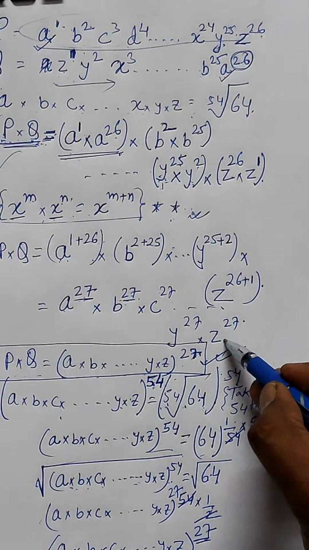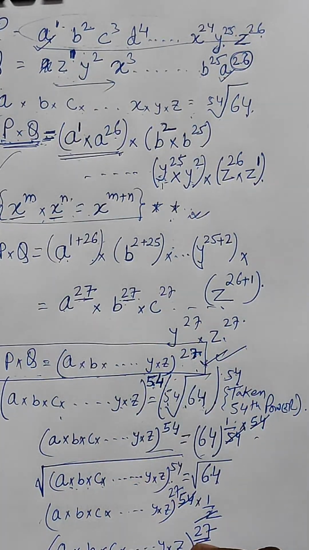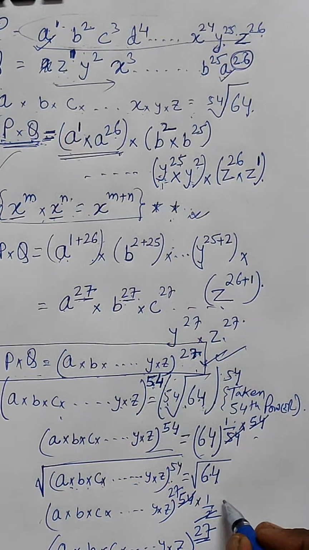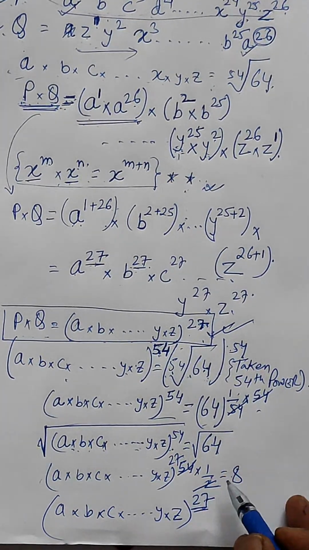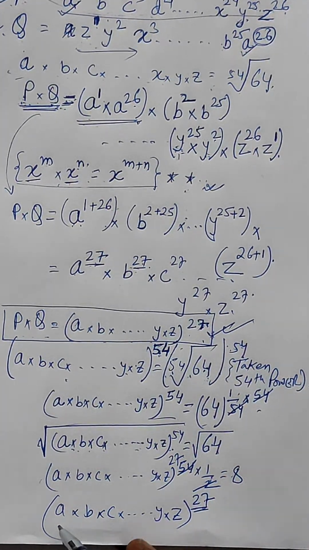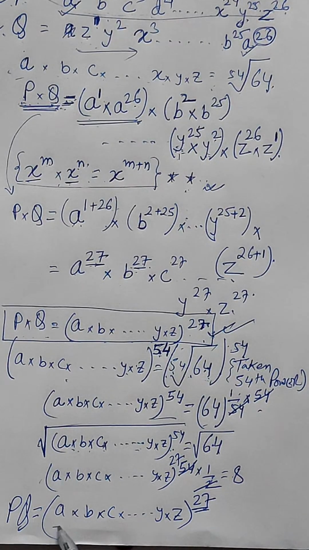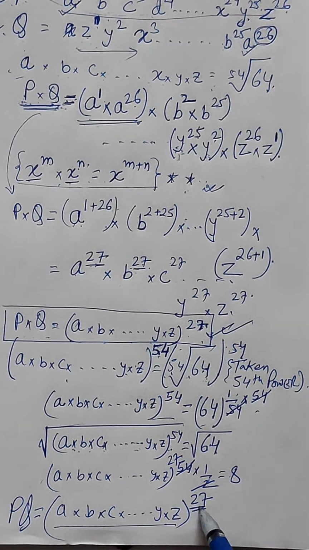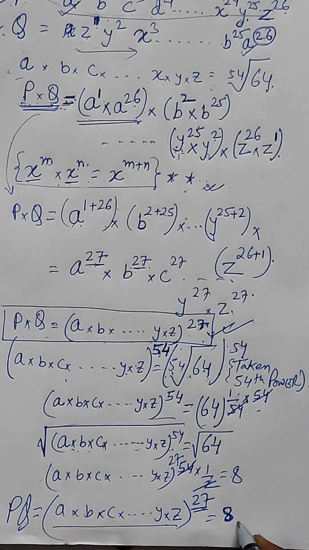This is the same thing, which is the product of P and Q, right? So this value is coming as root over 64. So root over 64 is what? It's 8, isn't it? The root over 64 is 8. So the product of PQ, which is coming as A cross B cross C cross Y cross Z, all the alphabets together, power 27, is coming as 8. So this is the answer, right?